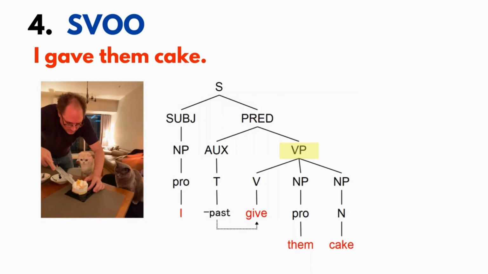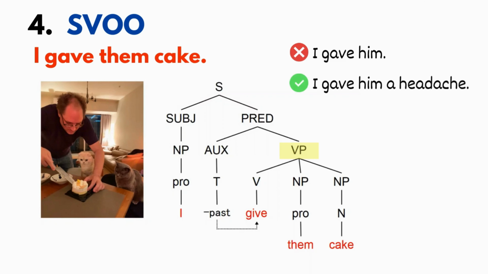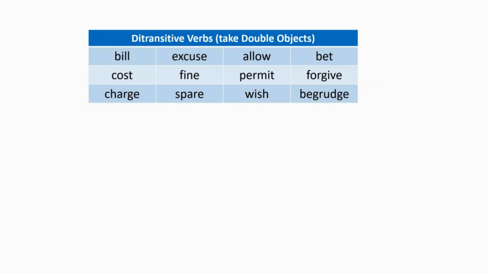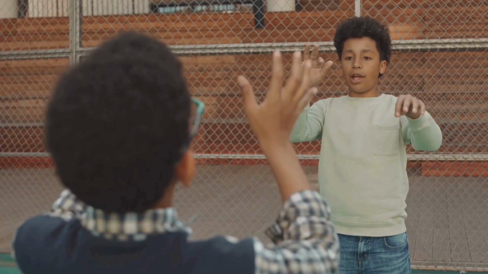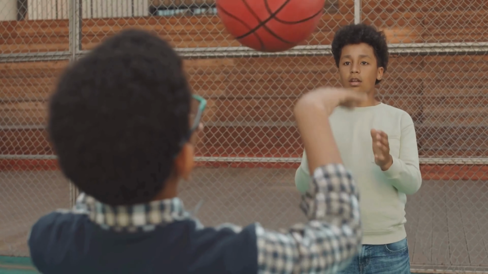And both objects are generated directly from the verb phrase because they are both obligatory elements that are needed to complete the verb argument. We don't just say, I gave him. We need a direct object, cake, to complete the sentence. And verbs like give that take 2 objects like this are called ditransitive verbs. And some other examples are here. As you can see, these verbs have the core meaning of transfer or convey. Like, he passed him a ball.